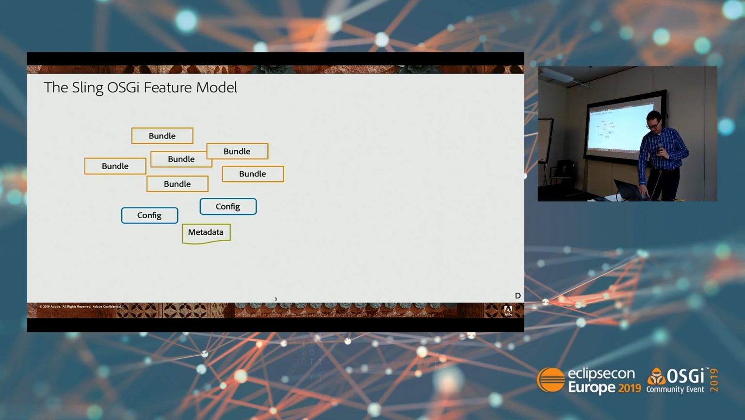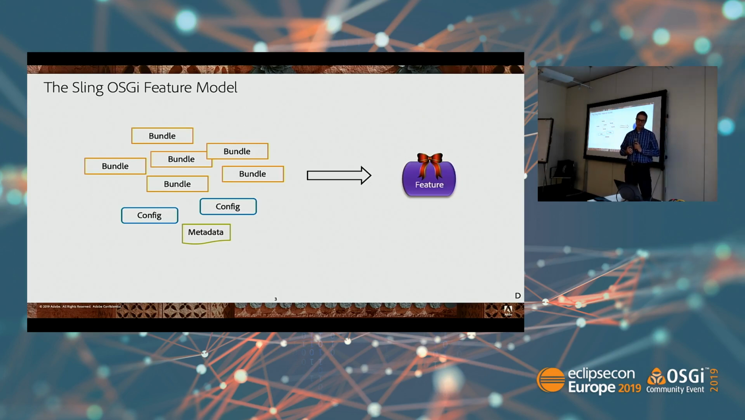So rather than having to understand all these individual bundles, the idea of the feature model is to wrap them all up in a feature, including their configuration and including all their metadata, and put a little bow on top, and then you have a nice feature that is easier to understand and easier to deal with, especially for people who don't know your application as well as you do yourself. And also, if you build a larger application, by grouping things in features, you create another layer of modularity in your application, and it becomes easier to maintain for everybody.